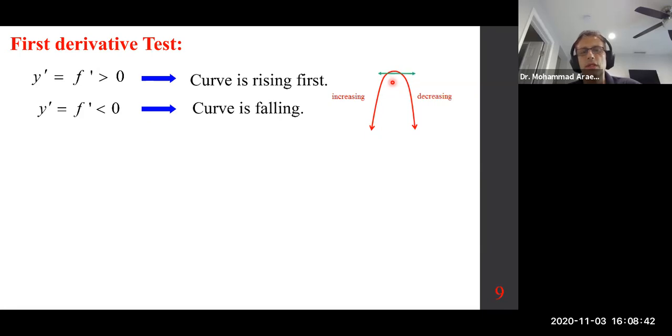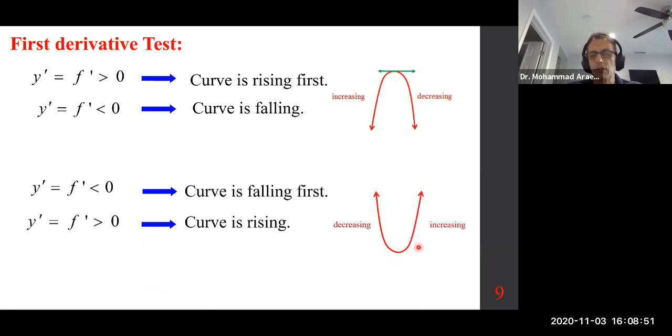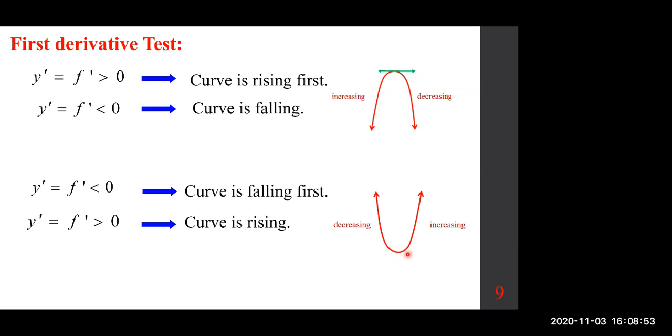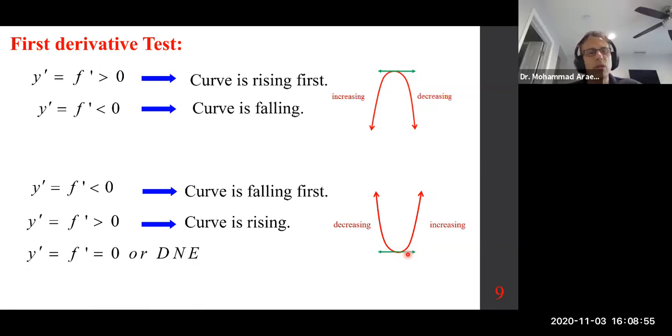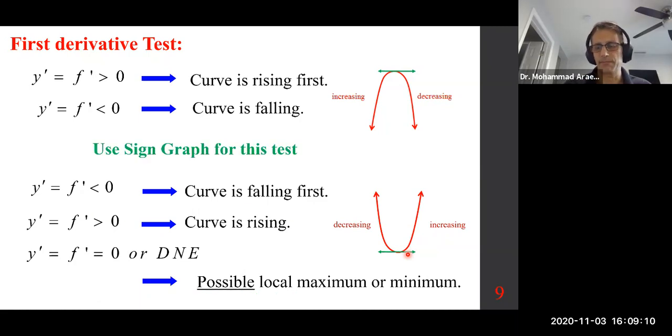If it goes the other way around, take a look. From decreasing, we go back to increasing. Now it's a local min. And when y prime or f prime is 0 or doesn't exist, it's a possible local max or min. How do we get there? Sign graph. This is known as the first derivative test, everybody. First derivative test.